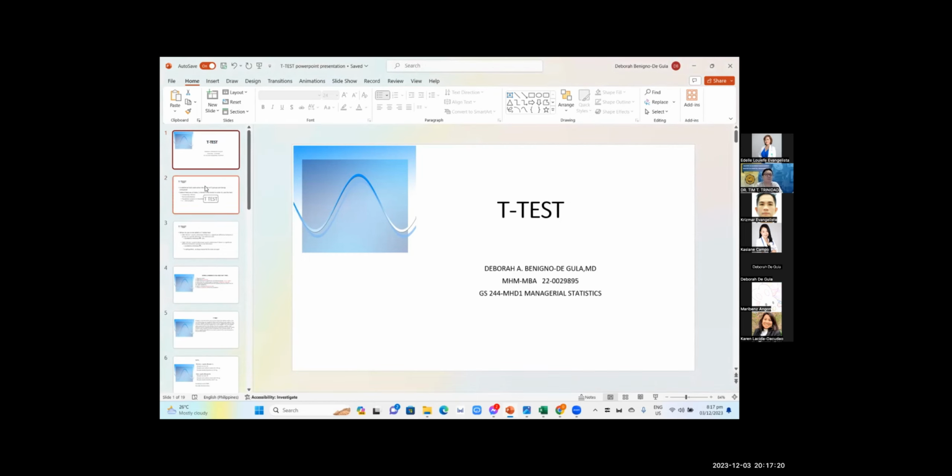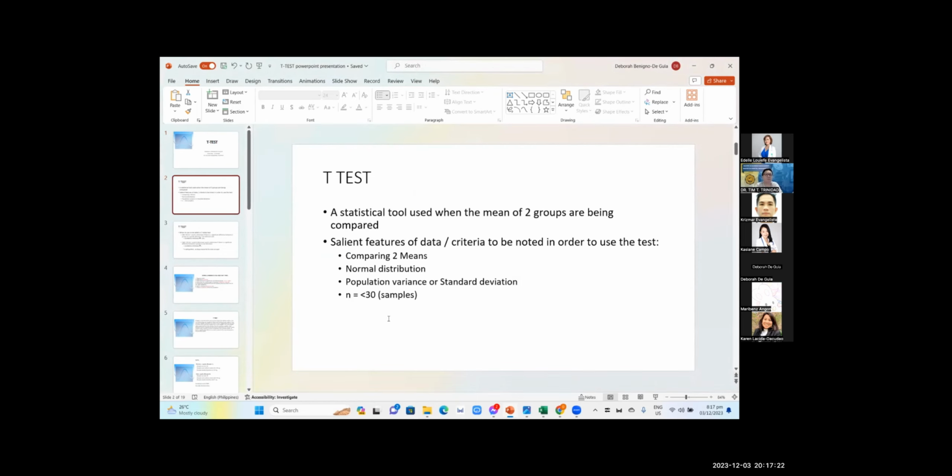So just for a little review, it is a statistical tool used when the means of two groups are being compared, and the salient features of the data or the criteria that need to be noted in order to use the test are: when we compare two means, when there is normal distribution, the population variance or standard deviation is known, and the sample is less than 30.